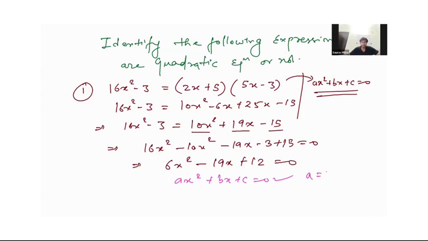On comparing, a will be 6, b will be minus 19, and c will be 12. So a = 6, b = -19, and c = 12. Yes, it is a quadratic equation, written in this pattern, and the degree is 2 here. Let's see another example.